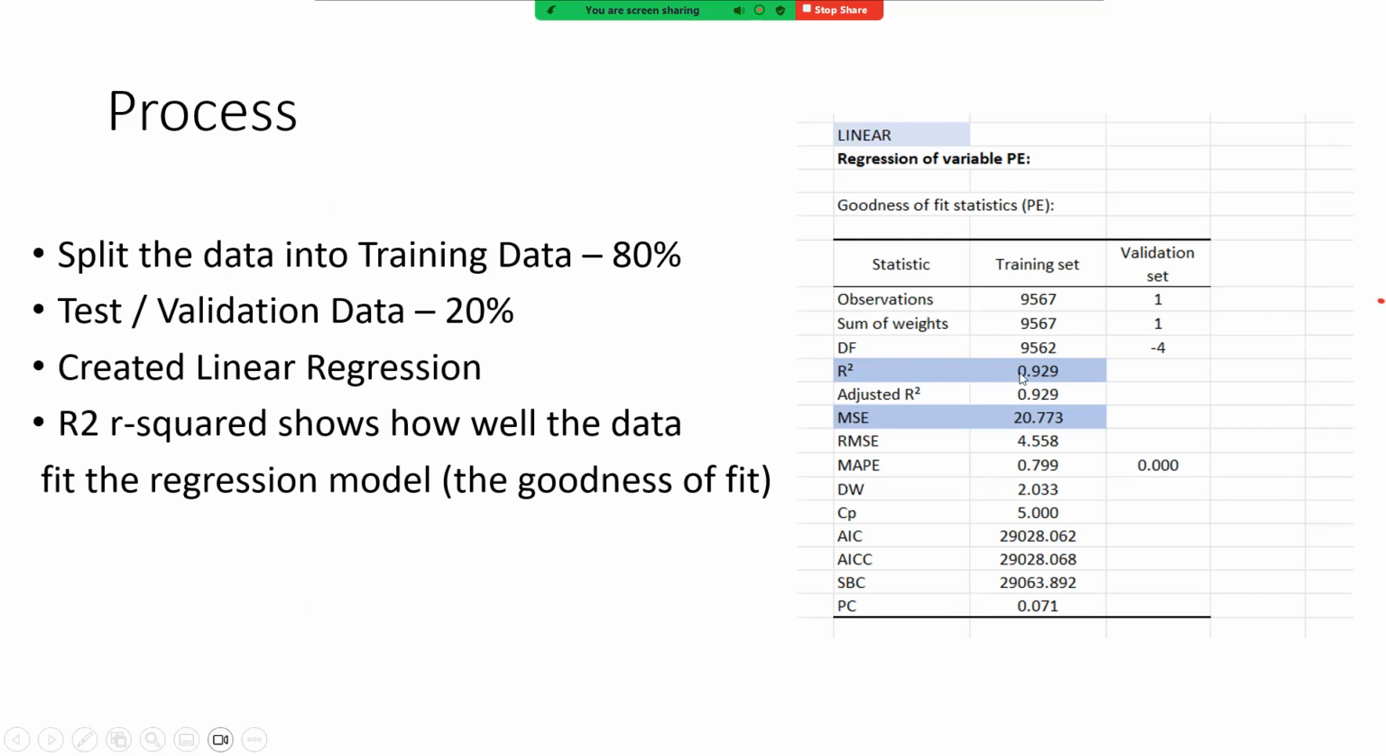So R2 here shows how well this data fits the regression model. And you can see that we're almost at 93%. And our mean squared error is really our cost function. This is what we'd like to bring down. That's 20.773.